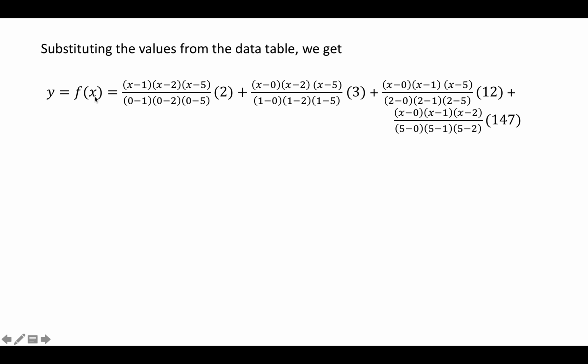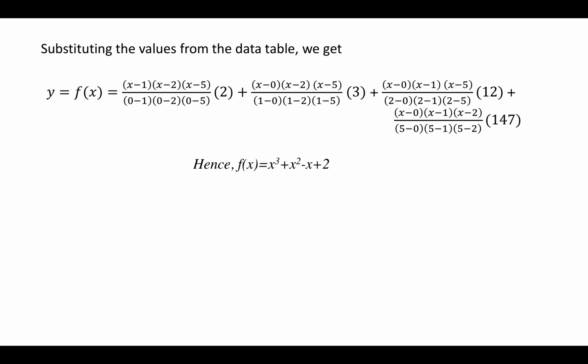Now if we substitute the values from the data table, we get y is equal to f(x), x minus 1, x minus 2, x minus 5 divided by 0 minus 1, 0 minus 2, 0 minus 5, into 2, plus the other 3 terms. If we substitute these values, we get f(x) is equal to x cube plus x square minus x plus 2. So this is the formula we got from the interpolation, and this formula reproduces the given data table.